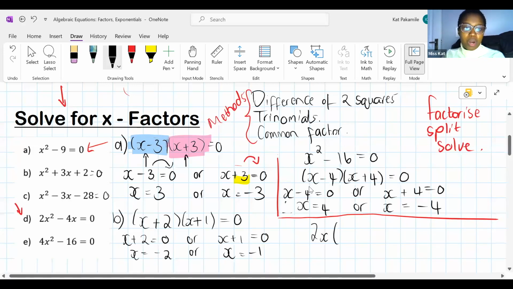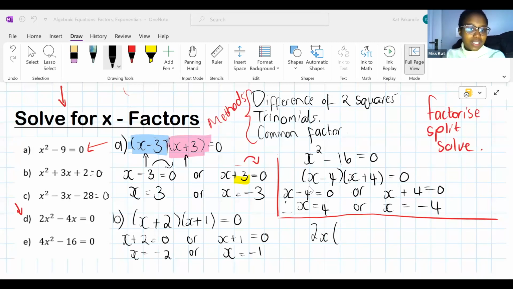What is left in my bracket? If I factor out 2x, what is left in my brackets? Bontle says x minus 2. Let's hear what everyone else has to say.